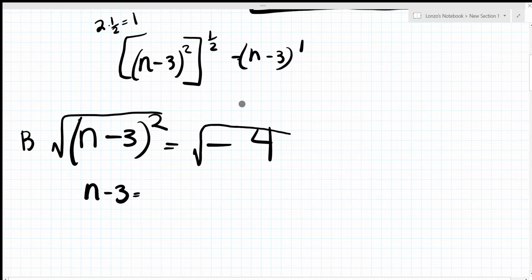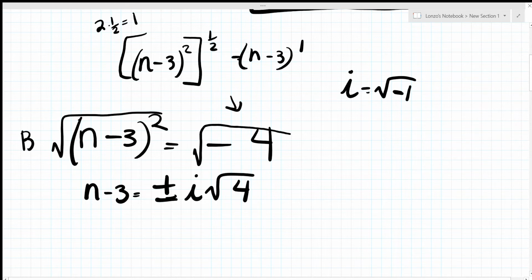Now over here, this is a little bit different. Remember, you can never have a negative inside the square root, the radical. So you have to factor out an i. This is going to be plus or minus, you get two answers, plus or minus i square root of 4.